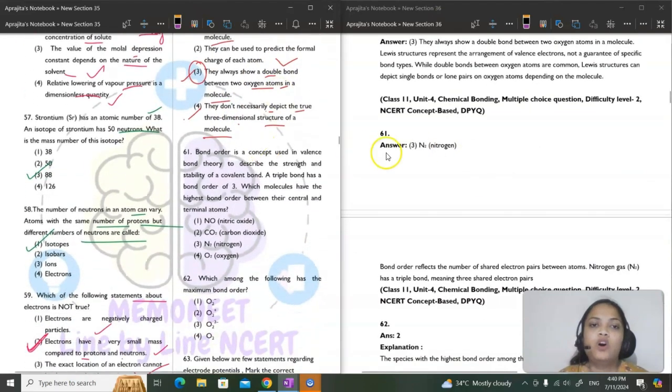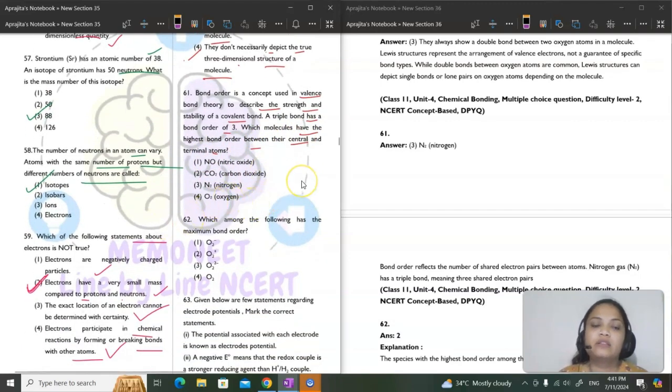Next, bond order is a concept used in valence bond theory to describe the strength and stability of a covalent bond. Okay. Triple bond has a bond order 3. Which of the following molecules have highest bond order? Okay, so if I talk about the bond order in this case, for nitric oxide, students, the bond order is going to be 2.5.